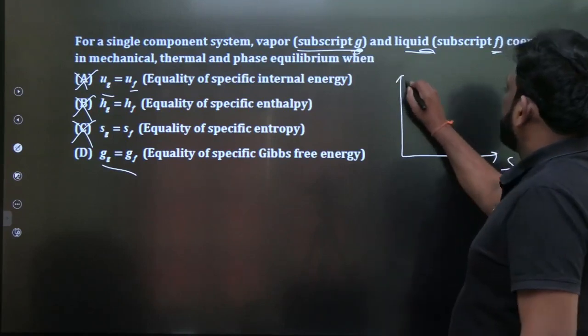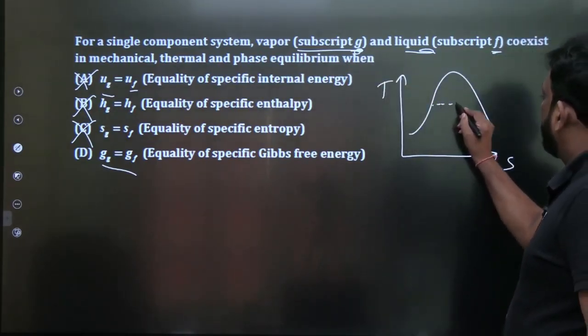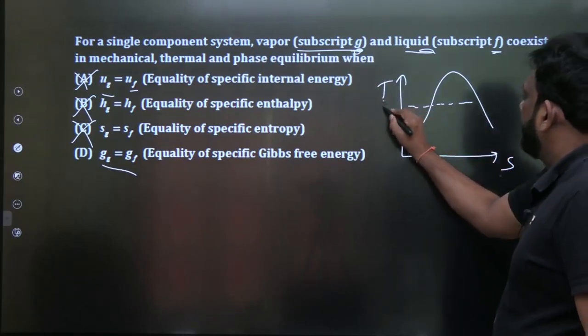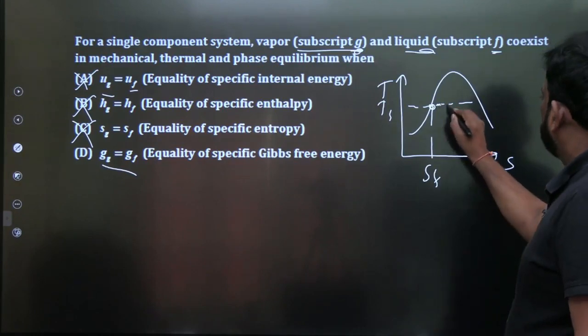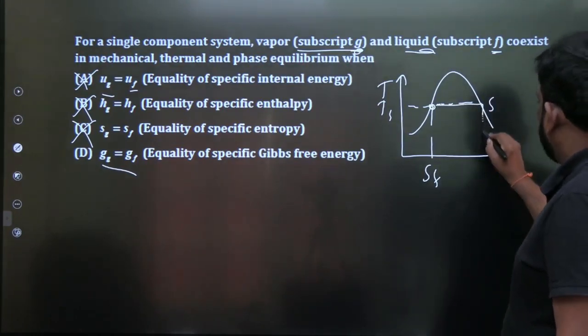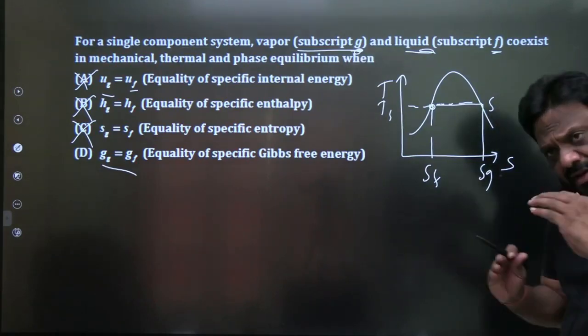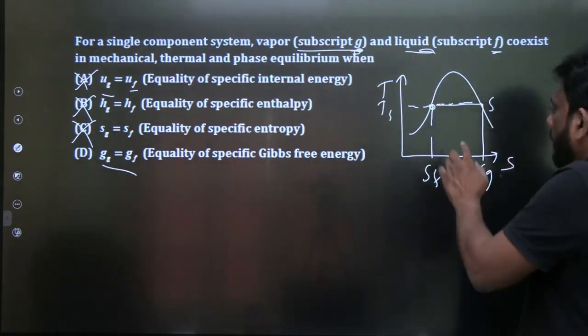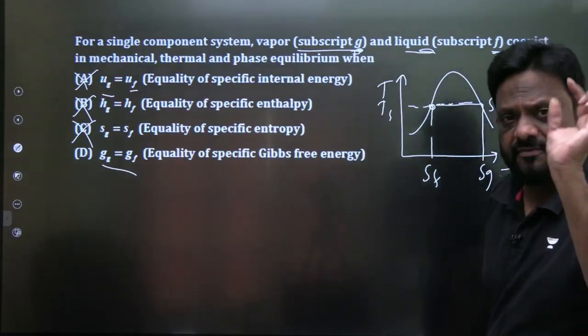Let us take TS diagram. Now, this is the saturation temperature. This is the saturation temperature. And this is our Sf. And this is our Sg. Okay. Now, you know, whenever the phase change is occurring, my liquid and vapor are at the same temperature, thermal equilibrium.